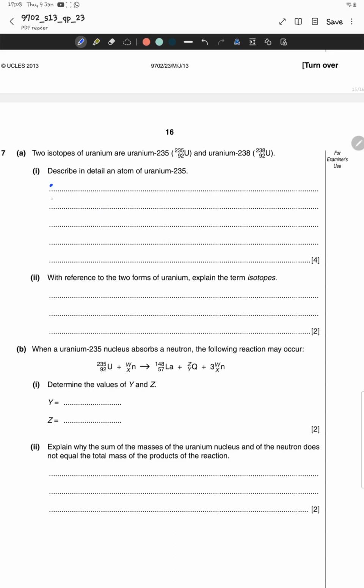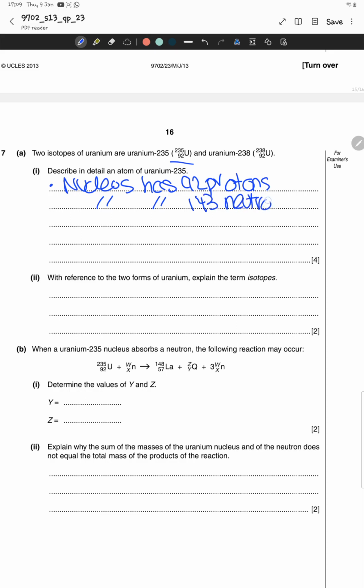Basically, you want to start by describing what is inside the nucleus or the atom, like the proton number, electron number, neutron number, the nucleon number, the charge, if any, and so on. So in this one, you can see that the nucleus has 92 protons. It also has, you just subtract both of these to get the neutron number, which is 143.